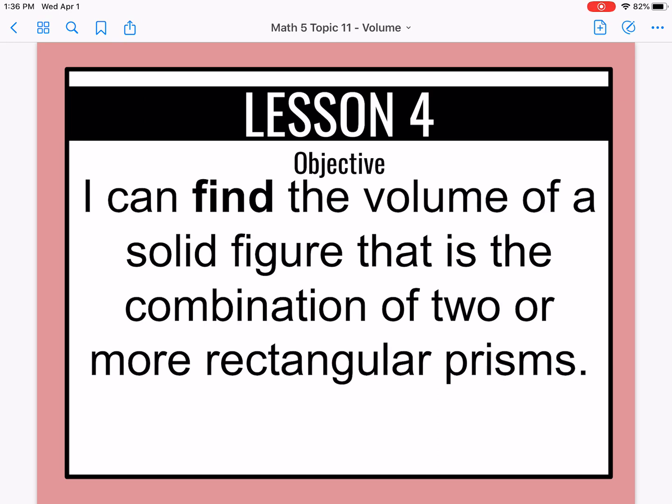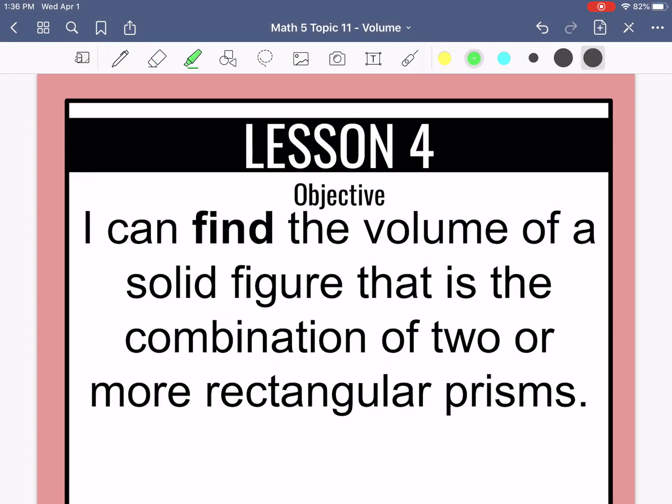Today I can find the volume of a solid figure that is the combination of two or more rectangular prisms. That is important. If you notice, we are looking at the combination. That means we're combining them. When you combine things, are they getting smaller or bigger? They're getting bigger. So are we adding, multiplying or dividing? We're usually adding, although if we're combining a lot of figures and they're all the same, we could multiply. But usually we're going to be adding.